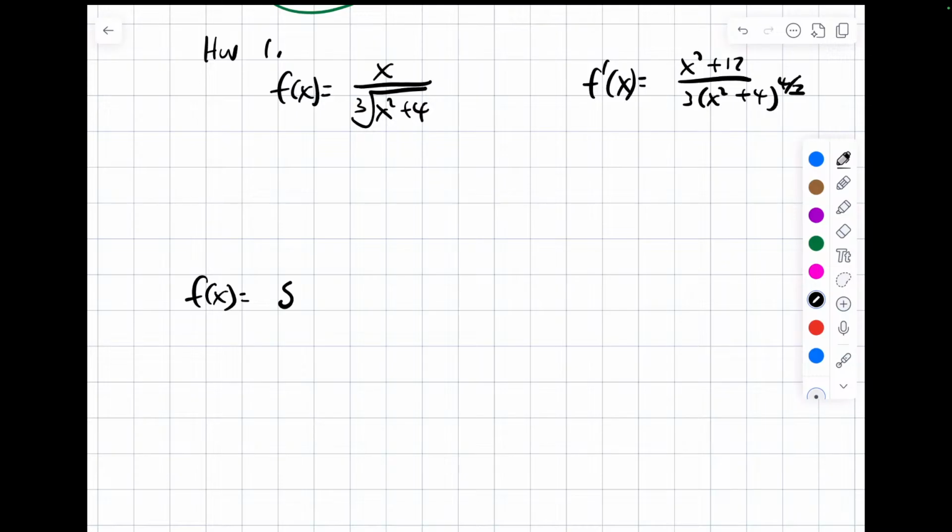It is tangent to the 4th of secant of square root of x. I want you to take a derivative of this function. This is one of the questions on your test.